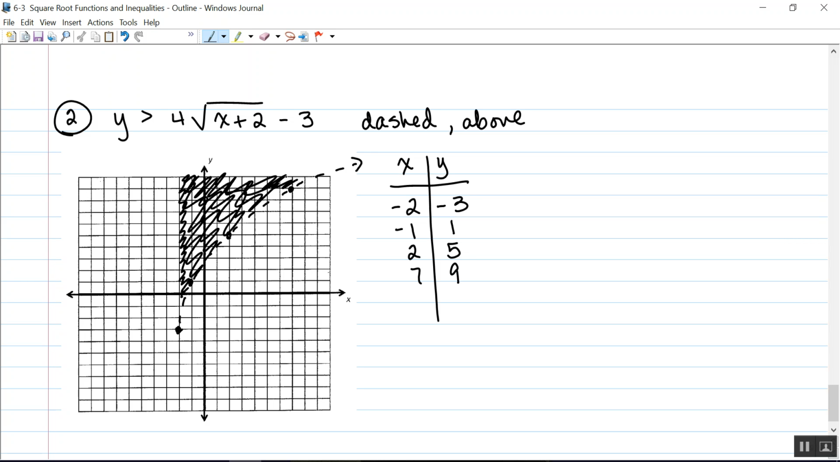Okay. So in this section we took a look at square root functions, how to find the domain and range, how to graph them, and how to graph square root inequalities.